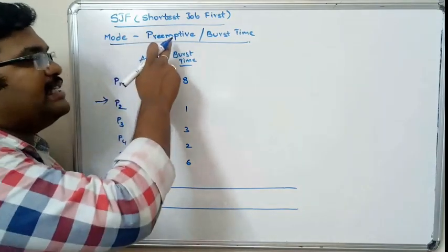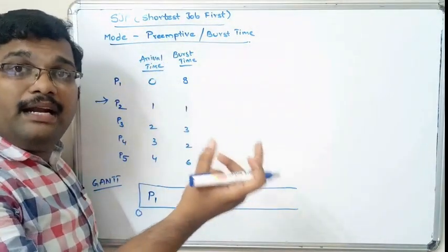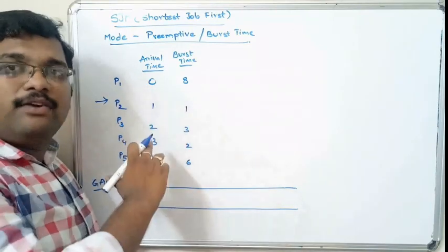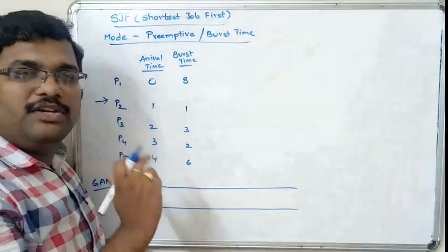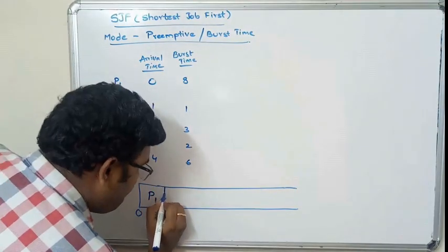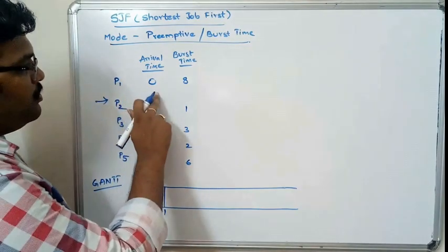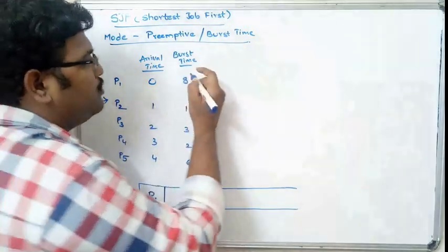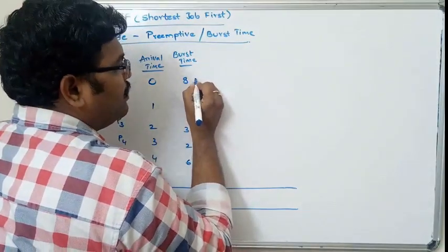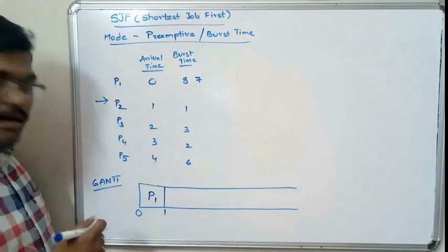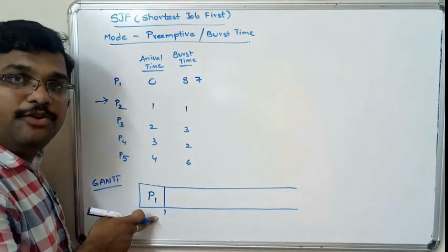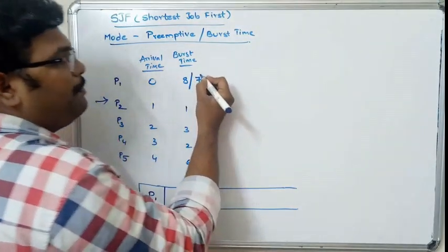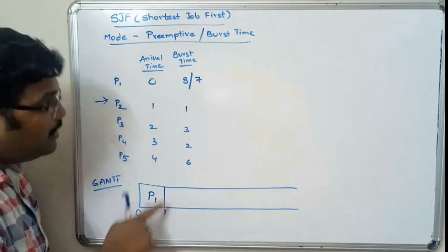So as it is preemptive, whenever the highest priority process arrives into a ready state, automatically the present process must be sent back to the ready queue and the highest priority should be executed. So after 1 second, P2 has arrived into the ready state, which is having low priority. Here one second has been executed. So now the P1 burst time is 7, right?